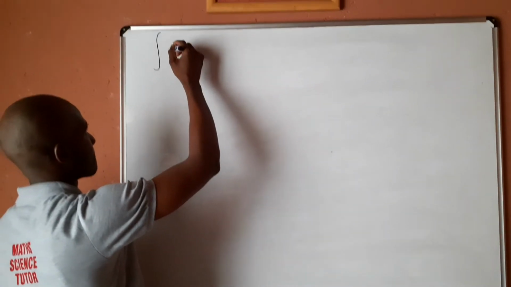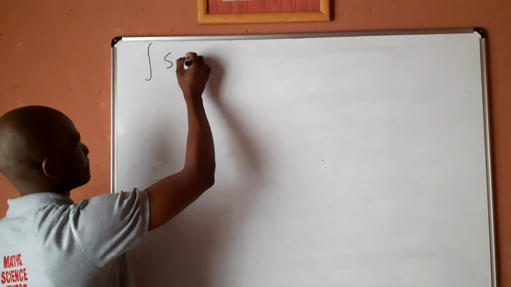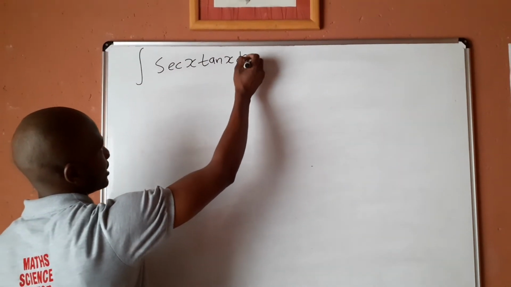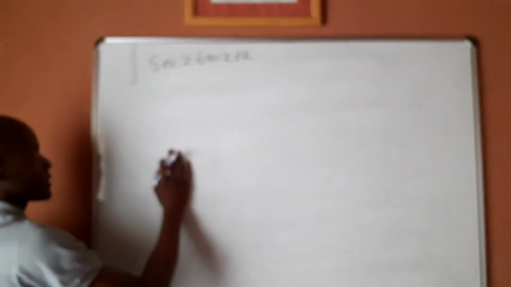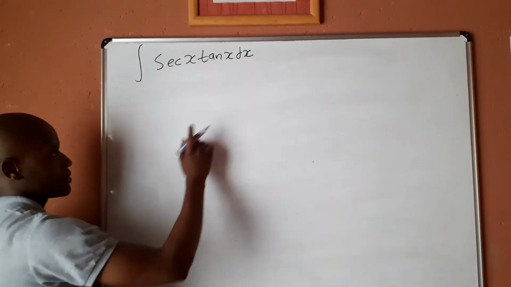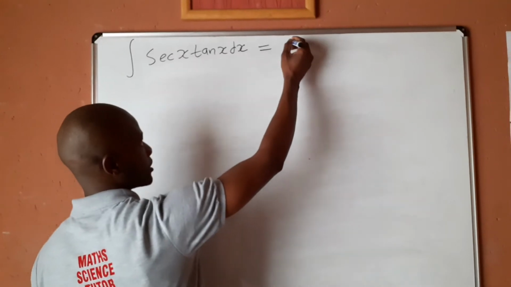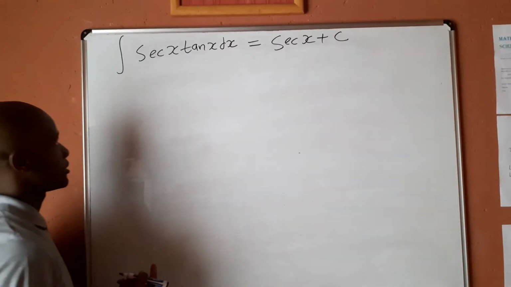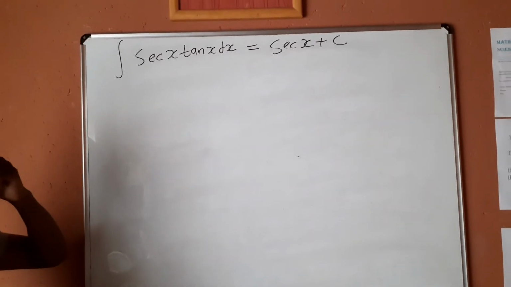Integrate sec x tan x dx. When we integrate sec x tan x dx, it is equal to sec x plus c. Easy, guys. This formula is given on the formula sheet.